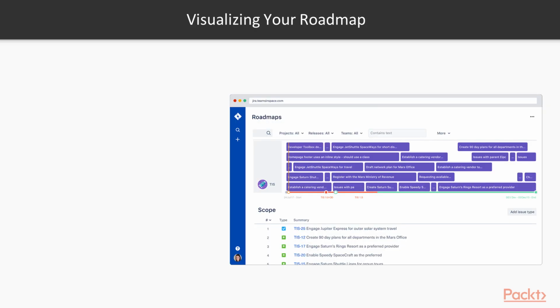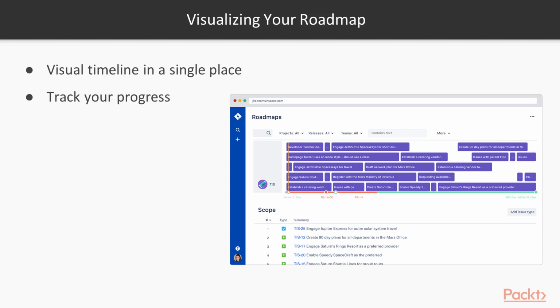Visualizing your roadmap. With the help of Portfolio, you will be able to visually take a look at the timeline in a single place, where you will be able to monitor the upcoming releases and what activities are going to be scheduled or need to be delivered in the next few weeks. You can also use this particular roadmap view to track the progress of your work.